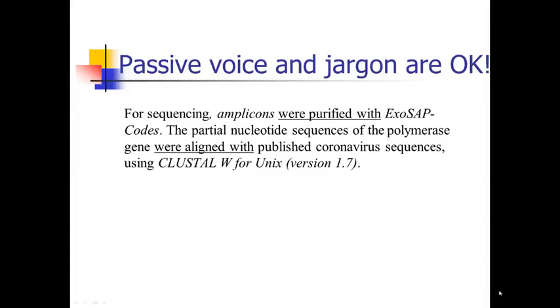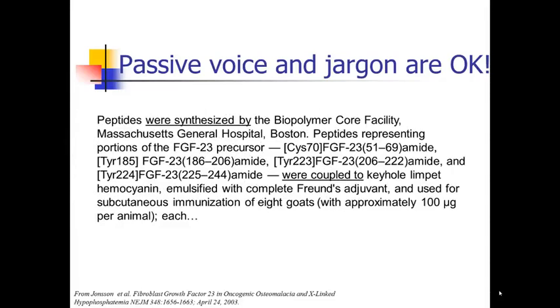Unlike the rest of the manuscript, where I'm going to tell you to use less jargon and use active voice. So for example, in this paper, they said, "For sequencing, amplicons were purified with ExoSAP." There's a lot of jargon, and it's in the passive voice. "Polymerase genes were aligned with published coronavirus sequences using Clustal W for Unix." All of that jargon is appropriate there. We need all of those details about specific technical details. So in the methods section it's perfectly appropriate, and again, okay to use the passive voice.